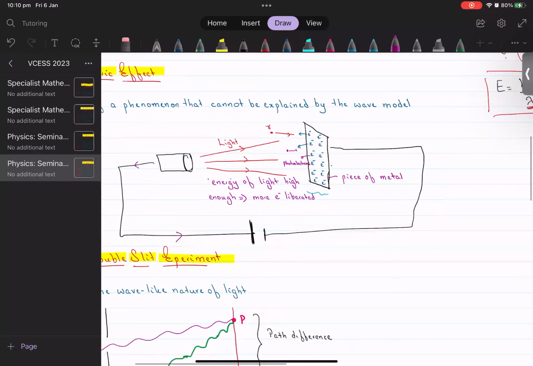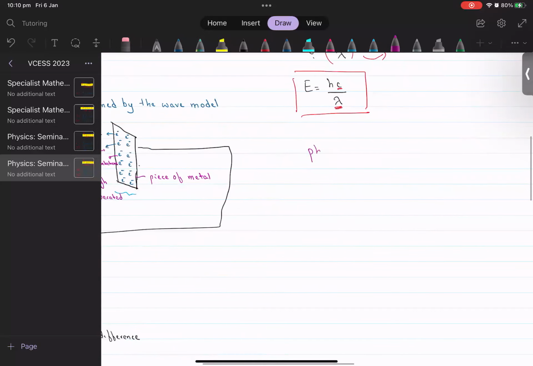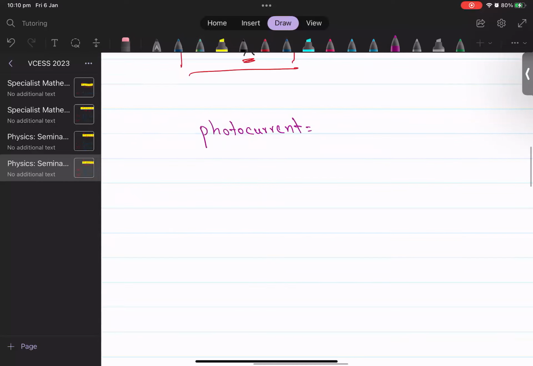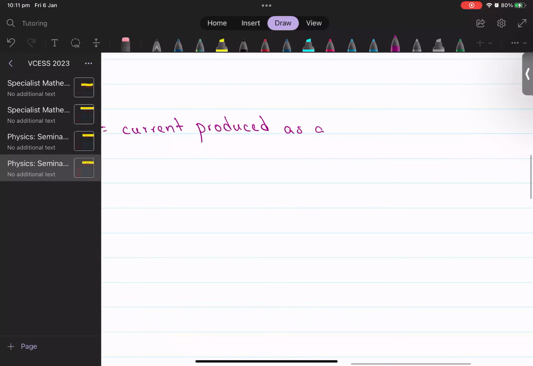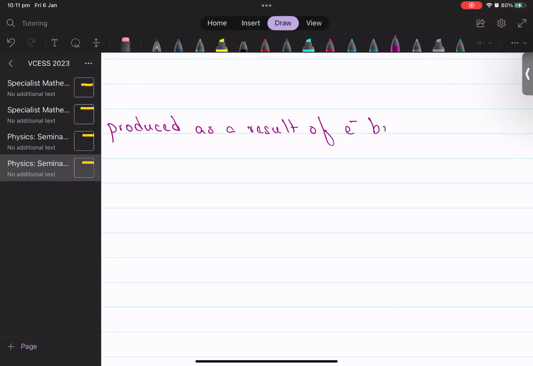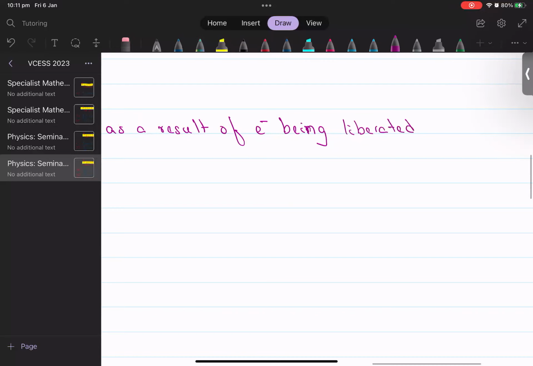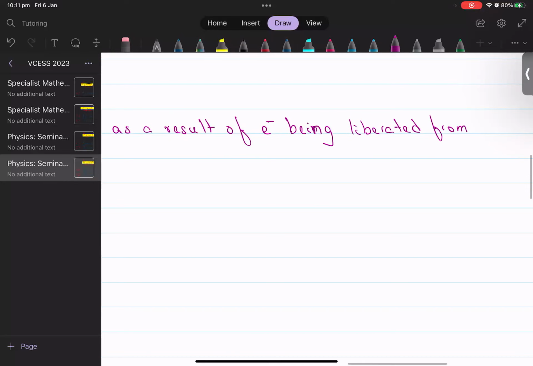A photocurrent is the current produced as a result of electrons being liberated from the surface of the metal.